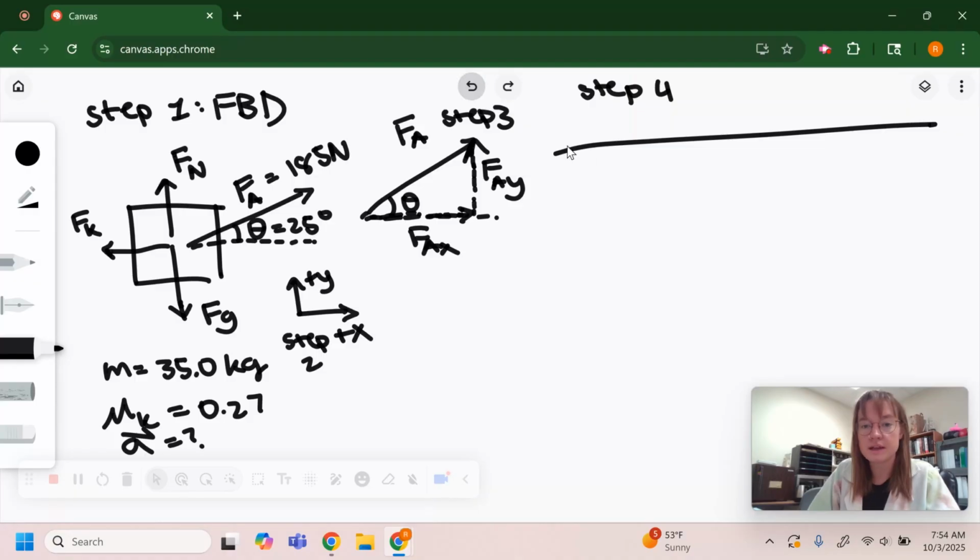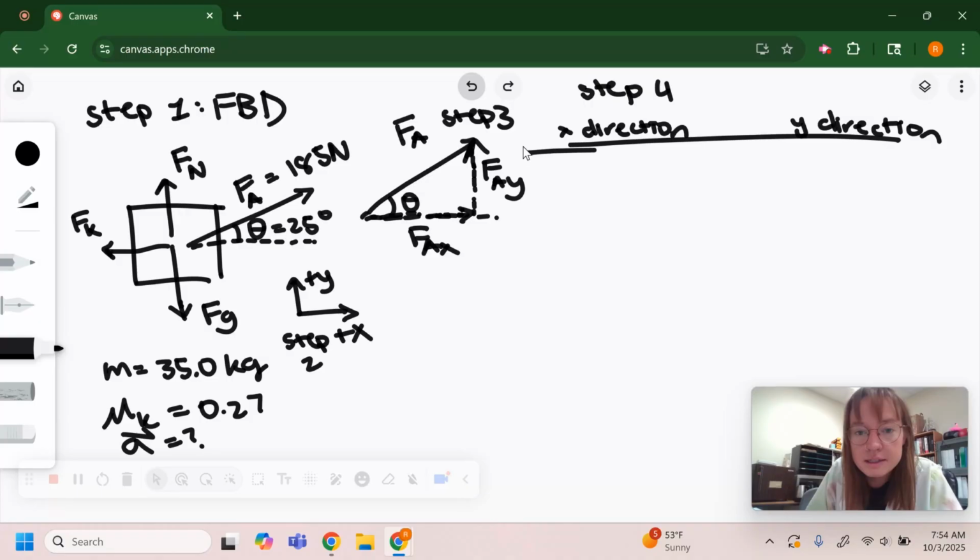Sorry, I'm going to redo that. Okay, let's see. We have our x direction and our y direction. And we are maybe going to have enough space here and also maybe not going to have enough space here, so we'll see how this goes. Okay, here we go.